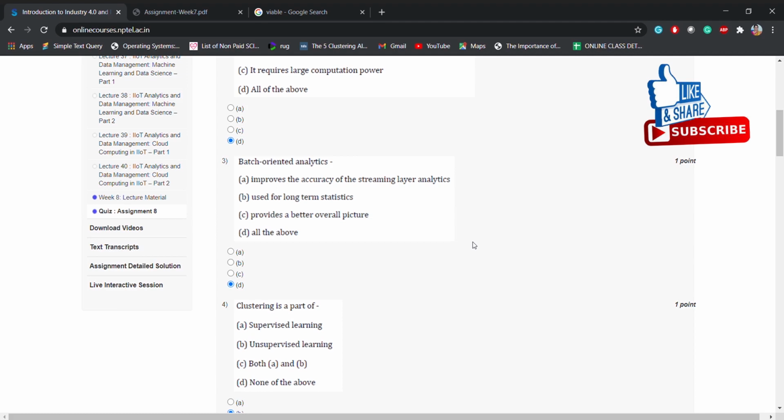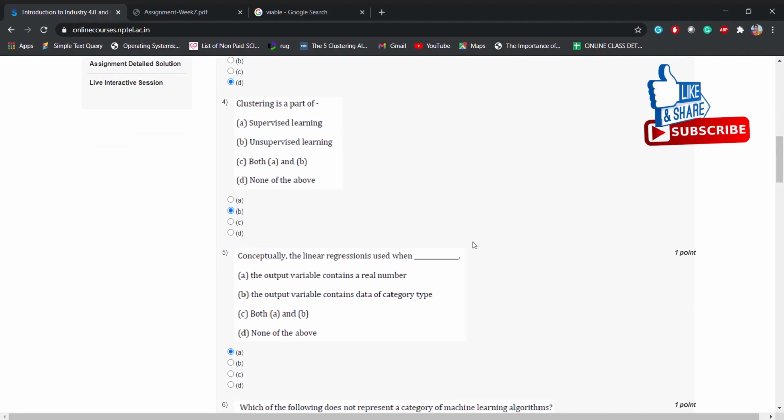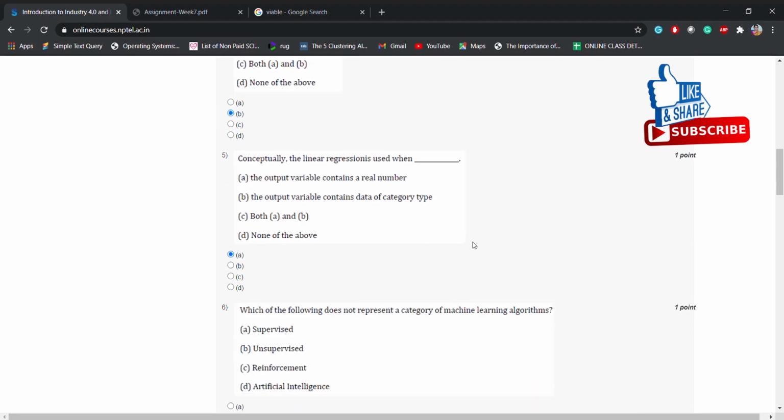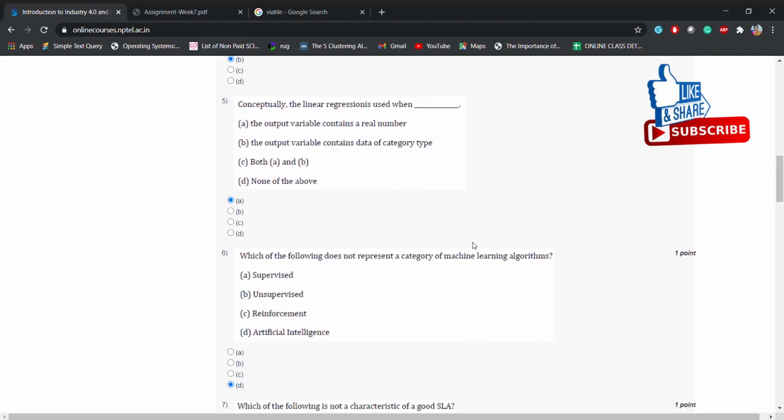All of the above. Coming to the fourth question, clustering is a part of A. Supervised learning. B. Unsupervised learning. C. Both A and B. D. None of the above. So the correct answer is B. Unsupervised learning.